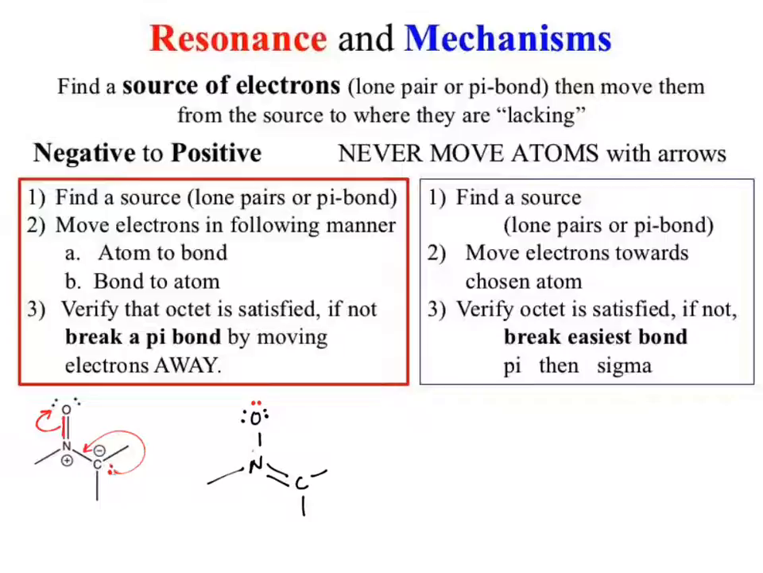It started negative, and what did it do? It shared those electrons with something else, meaning it lost negative. If it was negative and lost negative, that would be neutral. What happened to the nitrogen? Well, it gained electrons. So if it was positive and gained an electron, it should go neutral. There's 0 in the middle.